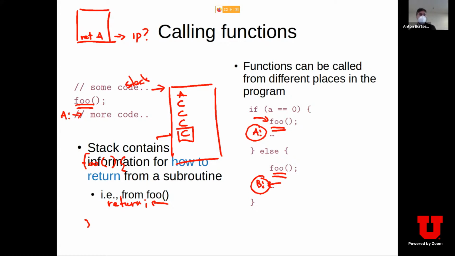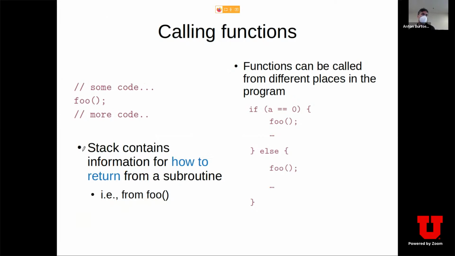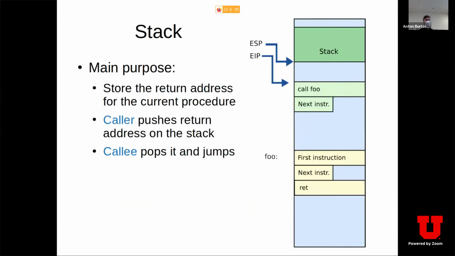So essentially, if I ask you again, your answer should be something like this: the stack contains information for how to return from a subroutine. And you don't have to remember the specific way I phrased it, I'm bad with phrasing things, but you need to remember this intuition. You just remember how to return, where to return from a function. Okay, so let's take a look at the example.